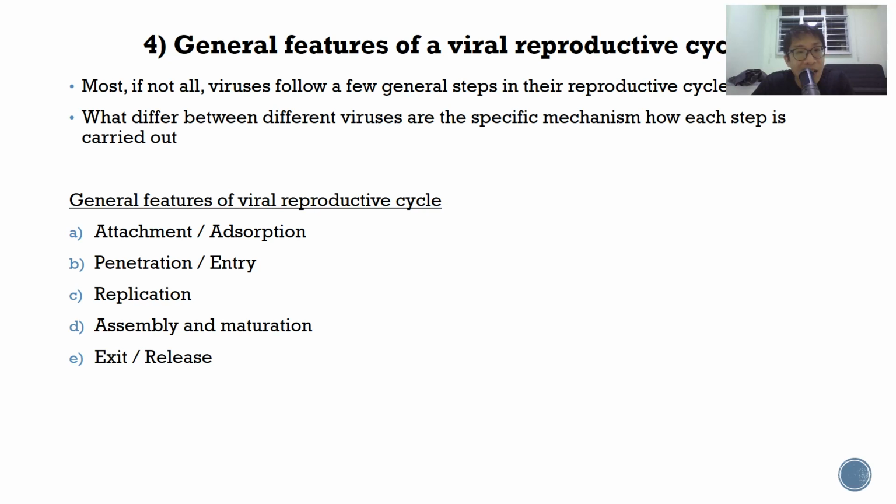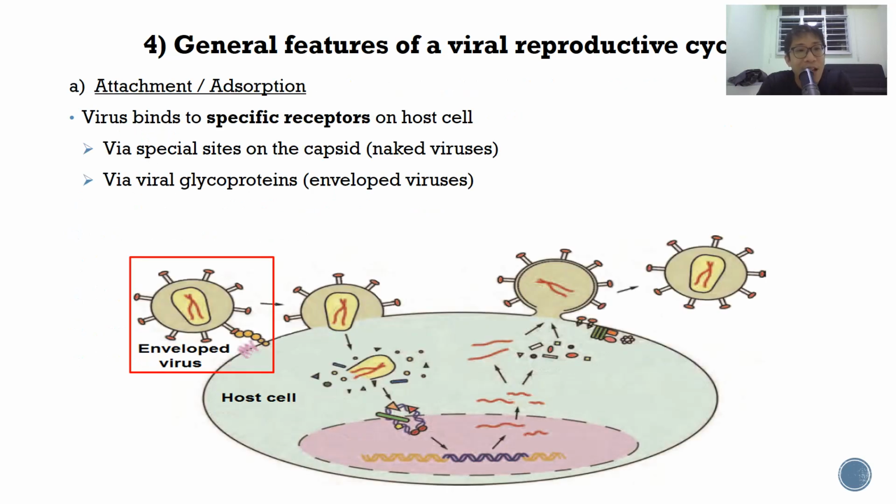or release. Firstly, for the attachment, viruses must first attach to the specific host cells before they can infect the host cells. The attachment is specific; they don't infect random cells. It's always specific cells, because on the specific host cells, there would be specific receptors which the viruses bind to. So that gives rise to the specificity of infection.